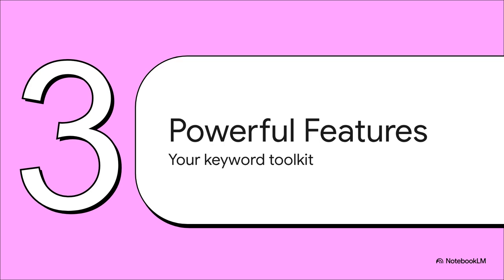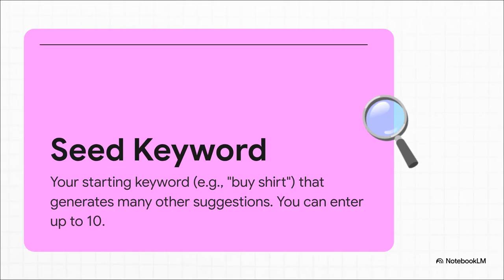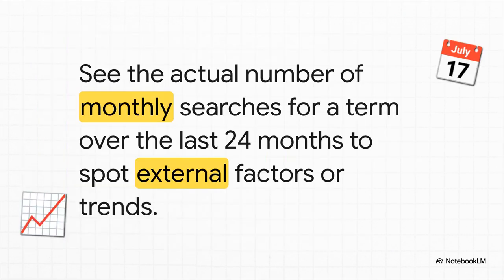Okay, let's get into the good stuff. We're going to break down the features that make this tool so indispensable. So everything starts with what's called a seed keyword. It's just a fancy way of saying your starting point, your initial idea. You could type in something simple like buy shirt, and the planner just explodes with a whole list of related ideas.